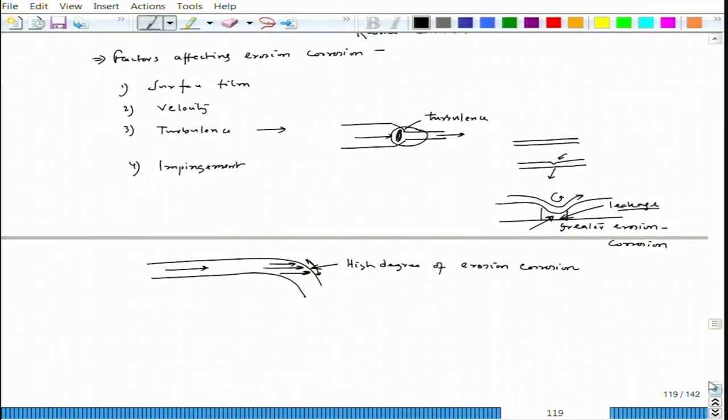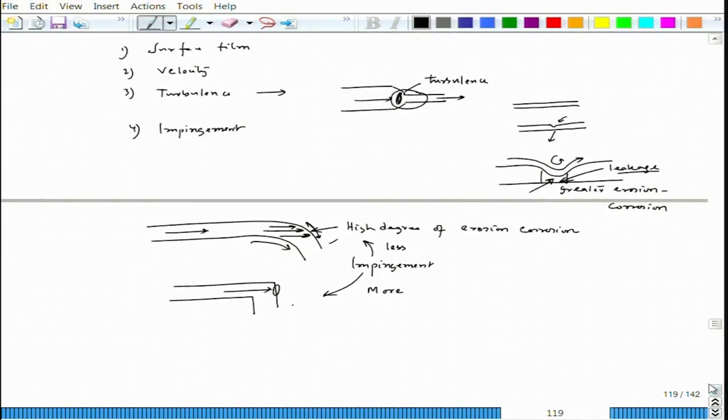In fact, this impingement factor can be more if it is like this. If we compare the impingement factor in this case, it will be more, and in this case, it will be less. Here it is a much sharper change in direction, but here it is a gradual change in direction. So the impingement would be less in this case and more in this case. So here the leakage tendency should be more.